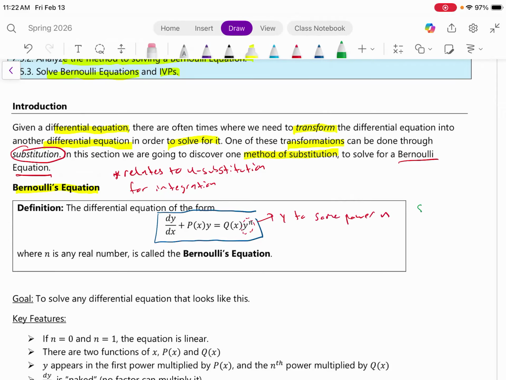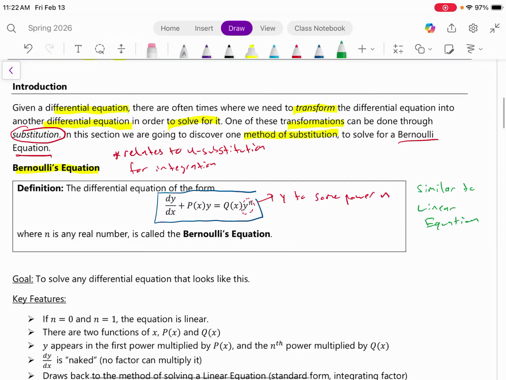So this looks similar to a linear equation that we previously learned, except there's another component to it. It's that y raised to the n, some y raised to the power. Okay, so our goal is always to solve a differential equation that looks like this form. Okay, we're going to learn a method to do that.